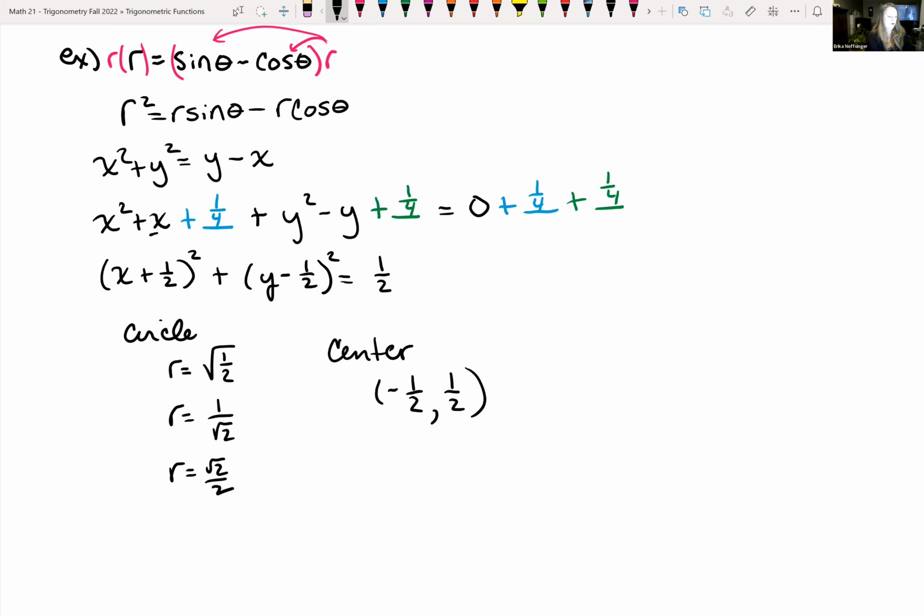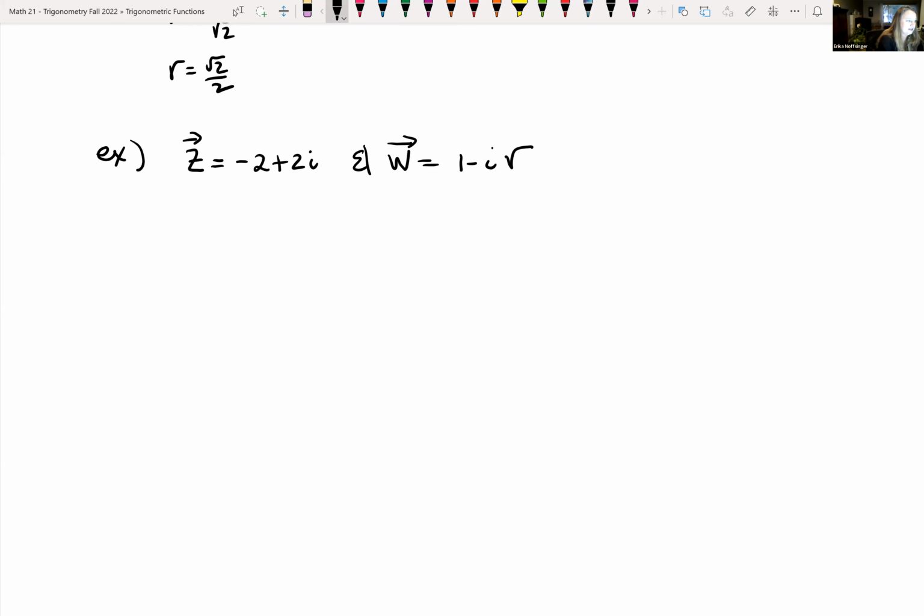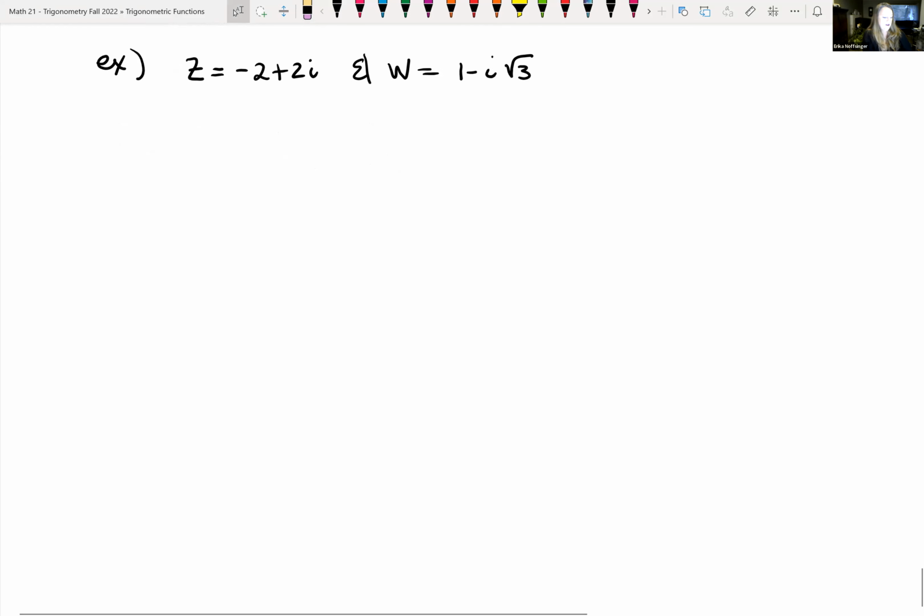So let's pull up another question. It says if z is equal to -2 plus 2i and w is equal to 1 minus i root 3. Actually, it didn't say it was vectors. Find the following and put your answer in trigonometric form. We also looked at exponential form of complex numbers. So I would want you to be able to do both.